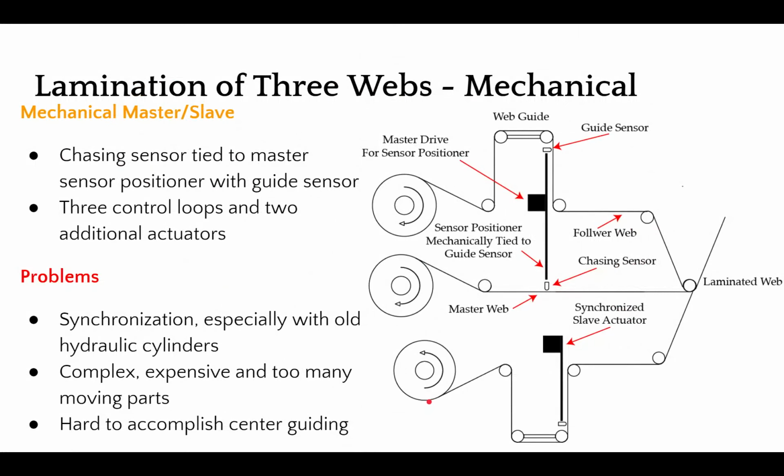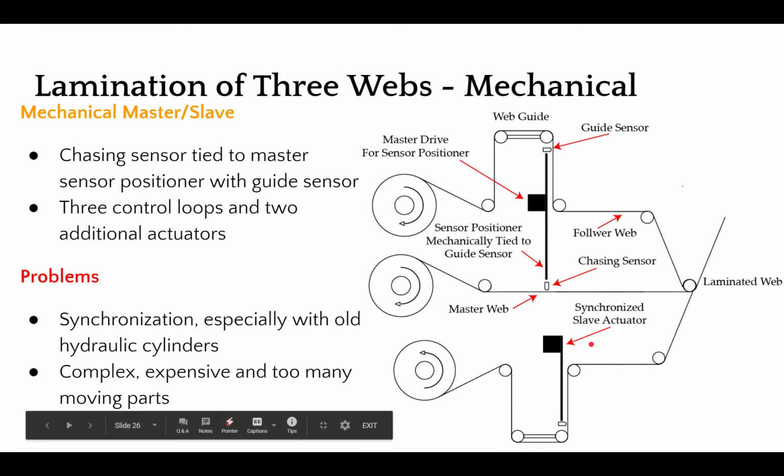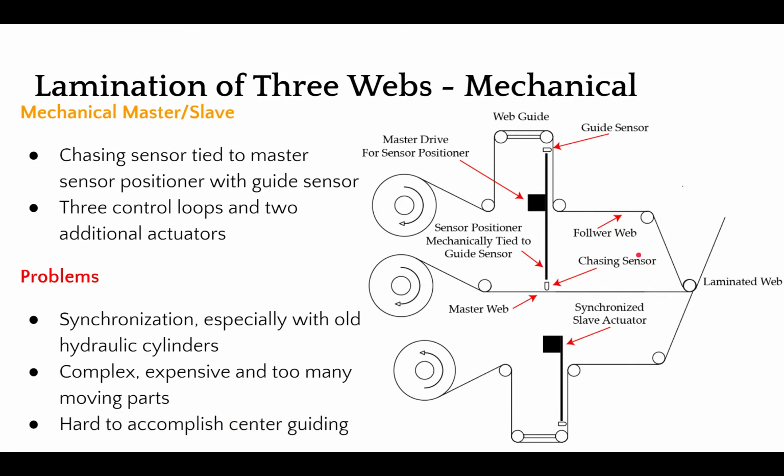So that's what is called a chasing application. Now, if you want to do more than two webs, then it gets complicated mechanically. But it has been done in the past. And the way it is done is, again, you have a master web, and then there's a chasing sensor. And this first part of it is exactly like a chasing application.